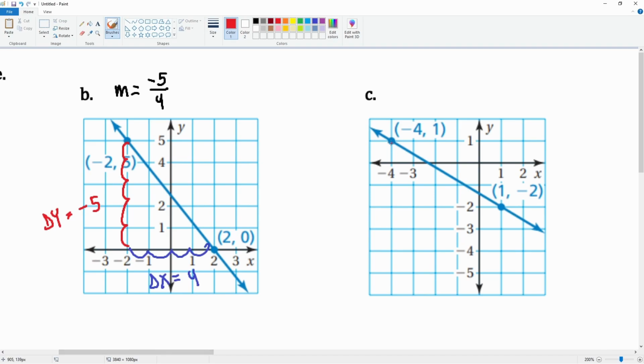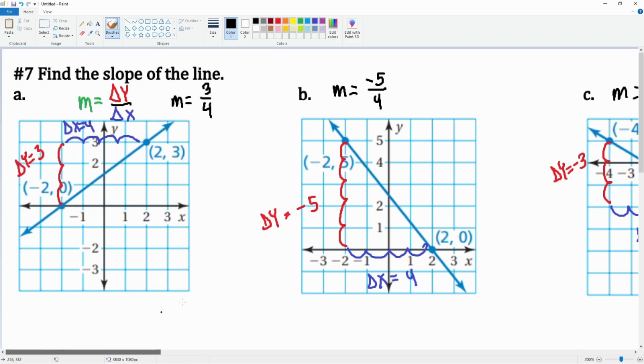Let's do the last one. We go from the left point to the right point. 1, 2, 3. Delta y is equal to minus 3 because we're going down. 1, 2, 3, 4, 5. Delta x is equal to 5. So we can say that m is equal to negative 3 over 5 as the slope.